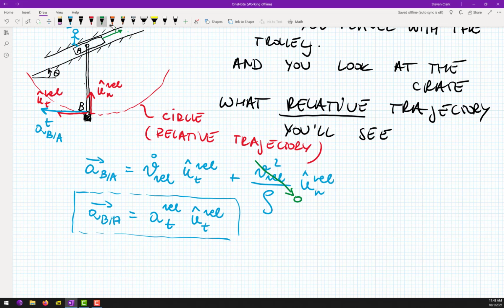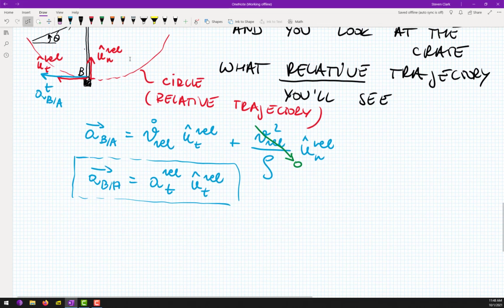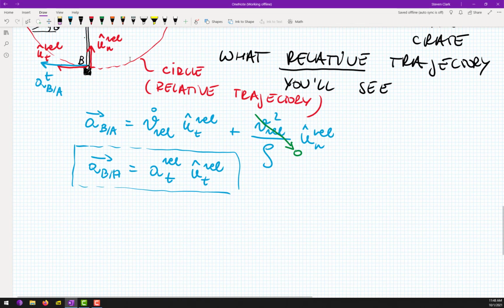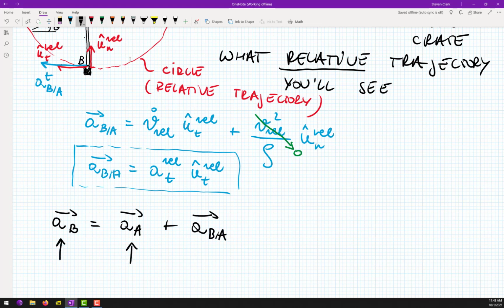Okay, and the next step is to write this thing: a_B is equal to a_A plus a_B/A. And observe that these three vectors are expressed in three different coordinate systems, and we will have to bring them to one coordinate system. However, we don't have time for that. I will do it in the video, and I will share the video with you, okay?